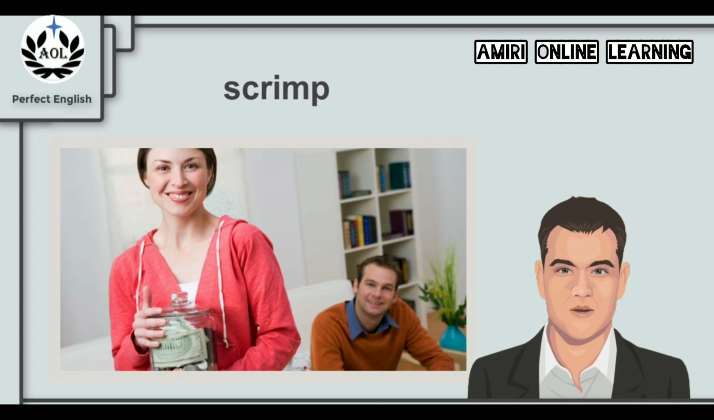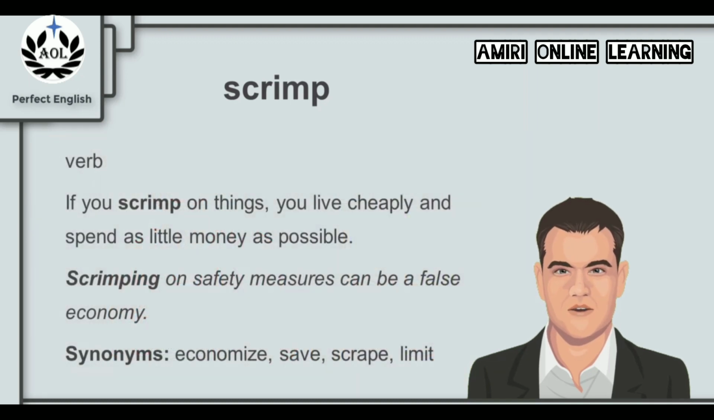Now, if you look at the picture, you can see this lady very happy, and there's this jar with coins and dollars. I guess that this picture has to do something with saving money, and so does the word scrimp that we have. But what does it exactly mean? Let's find out. Now, scrimp is a verb.